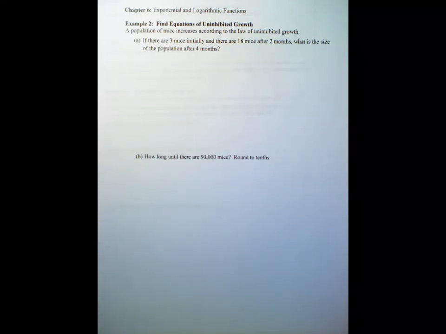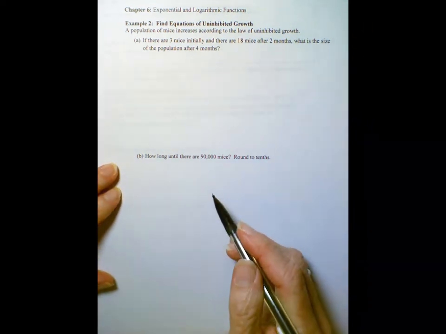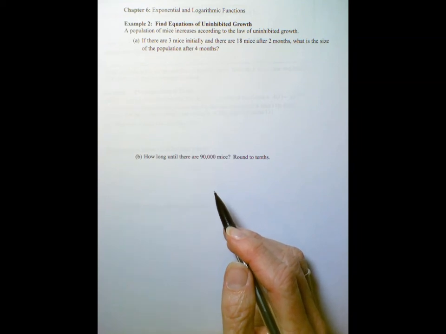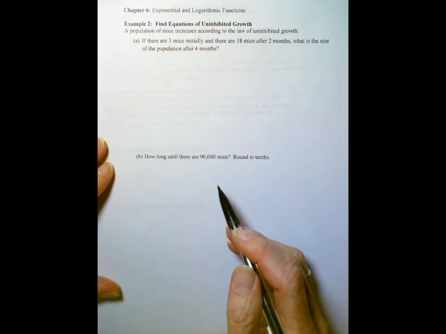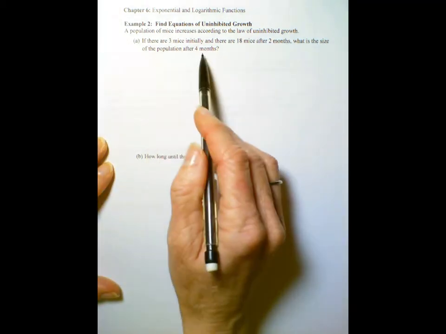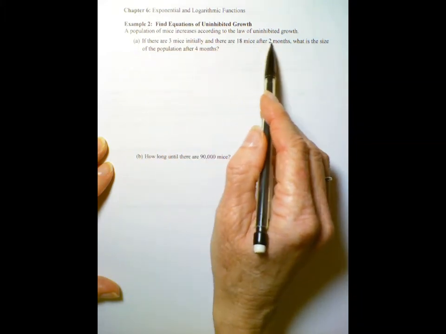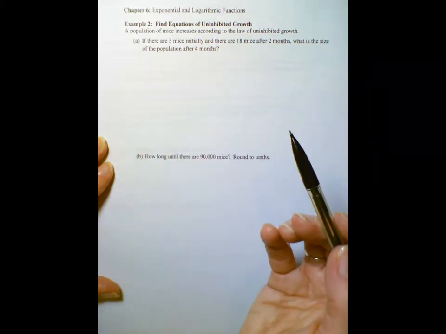We're now on example 2 of section 6.8 on exponential growth and decay models. A population of mice increases according to the law of uninhibited growth. If there are 3 mice initially and there are 18 mice after 2 months, what is the size of the population after 4 months? Well, we can't answer the question until we've used this information, 3 mice initially, 18 after 2 months, to find k.